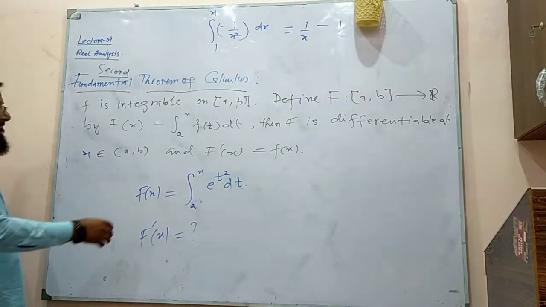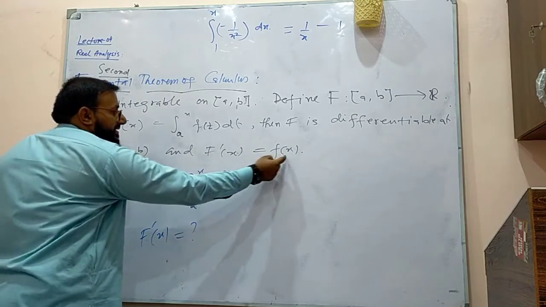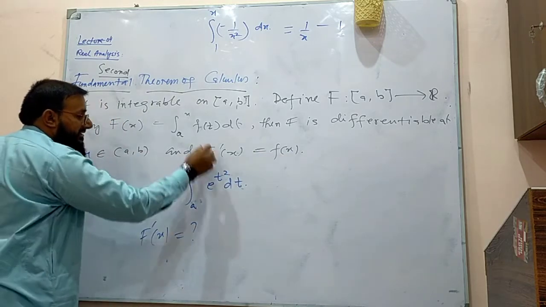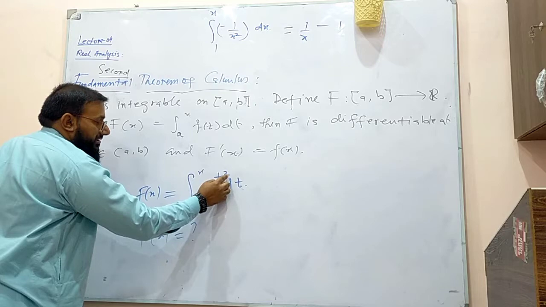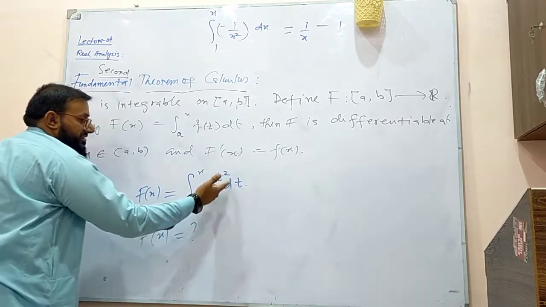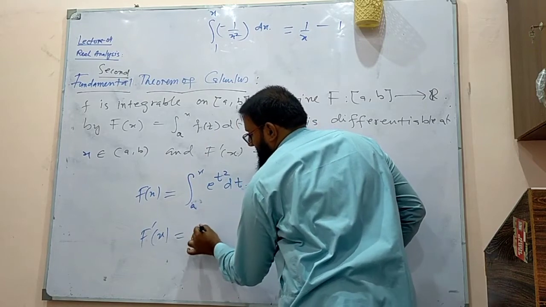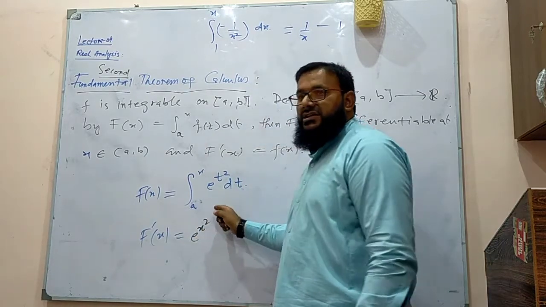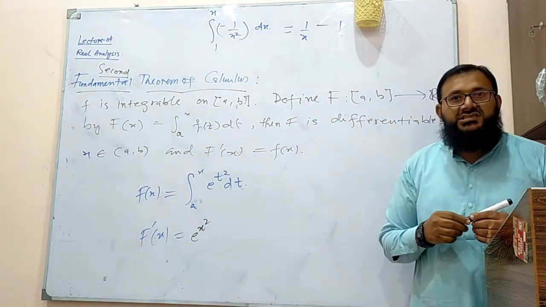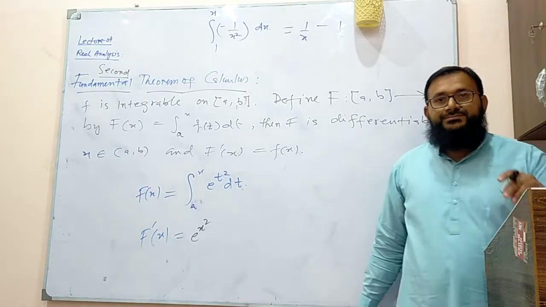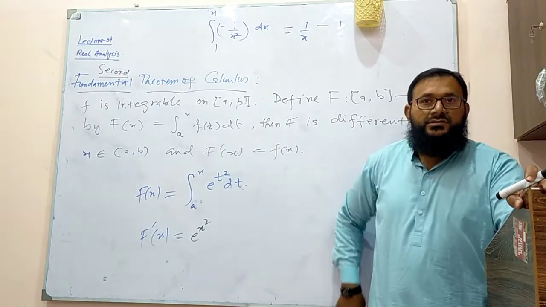It says that f prime of x is simply the integrand evaluated at x. What is f of t? e raised to t square, so at x it is e raised to x square. That's our answer. Nothing else. You don't need to integrate, put the upper limit, put the lower limit, just put the values and you are done.